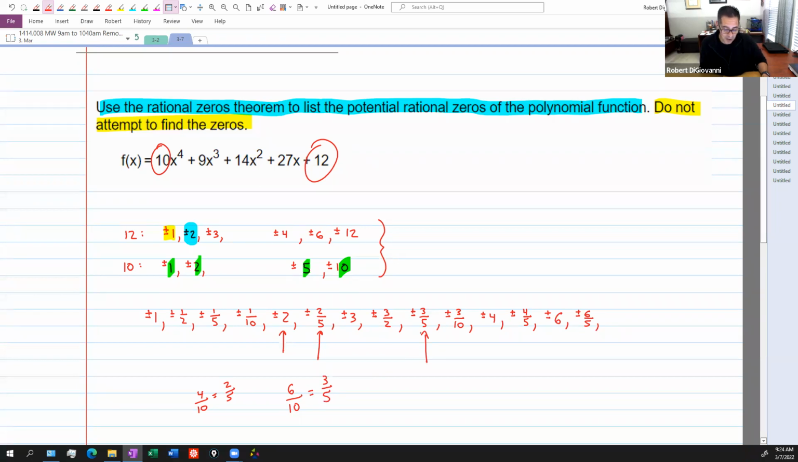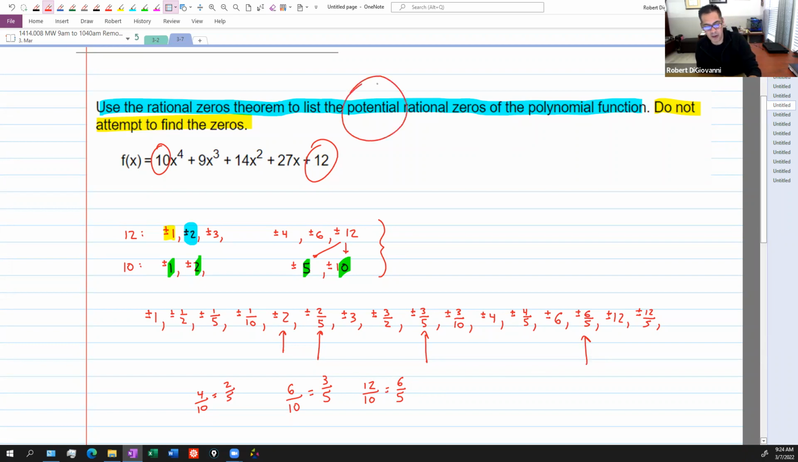Okay, one more. 12 over 1 is 12. 12 over 2 is 6. I have 6 in my list. 12 over 5, I don't have. And then finally, 12 over 10, I'm pretty sure that's going to reduce to be, let's see, 6 over 5. I do have 6/5 in my list. So that's it. That is the complete list of potential.